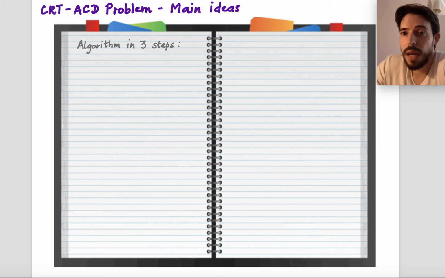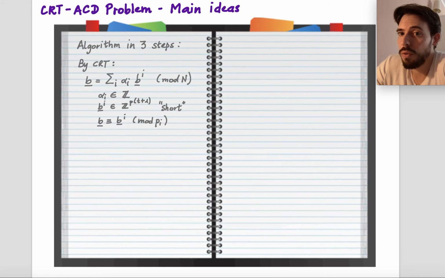So let us now see more extensive details of this algorithm, and I mainly divide them up into 3 steps. First, a simple application of the Chinese remainder theorem allows us to write b as the following linear combination, where I am denoting by alpha_i certain integers, and by b^(i) vectors that are residues of b modulo these primes p_i. Now, by design of the problem, these vectors b^(i) are short vectors.